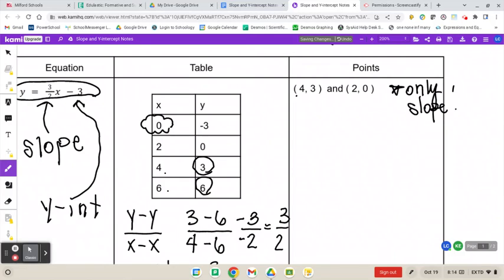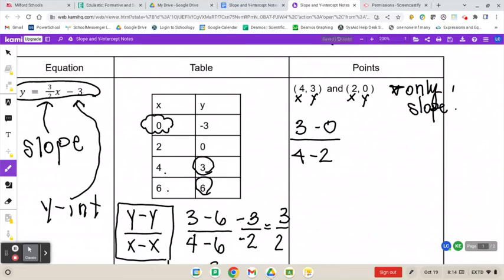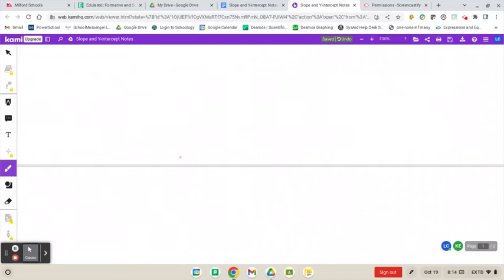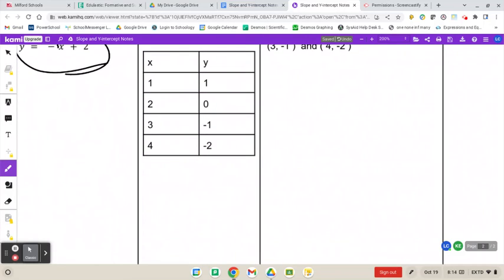So I always label these xy, xy. And remember, my formula is y minus y divided by x minus x. So I'm going to do 3 minus 0 divided by 4 minus 2, and I get 3 over 2, and that's my slope. Okay?